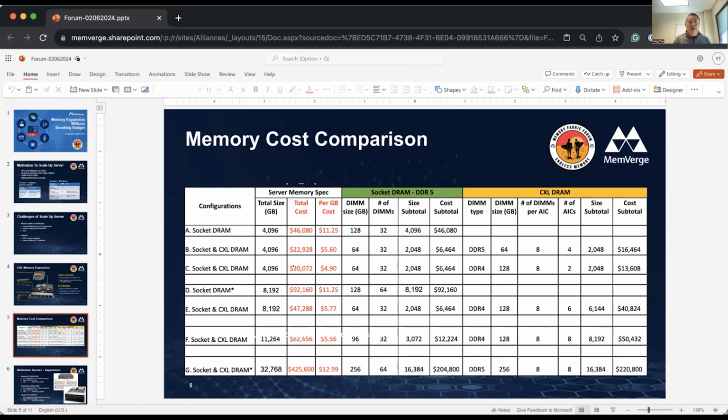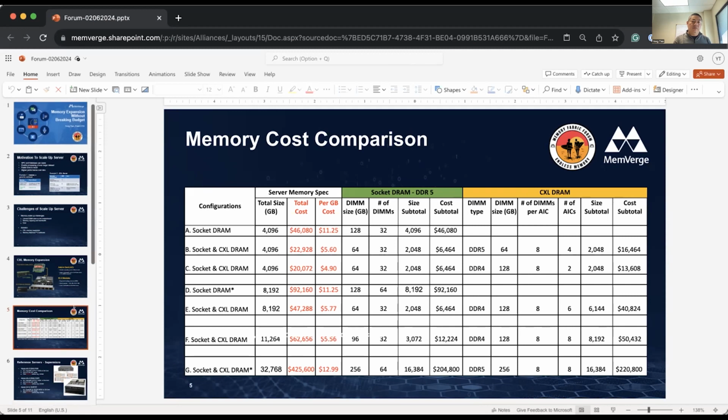So this is the different configurations and the memory cost. As you can see, CXL enables you to achieve significant, probably 50%, savings on the cost side.